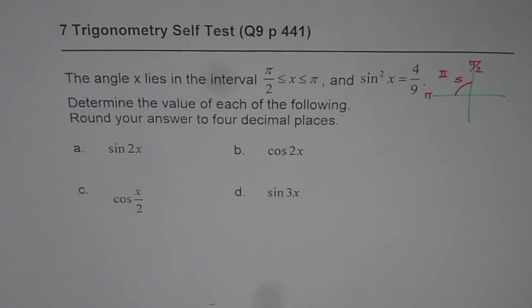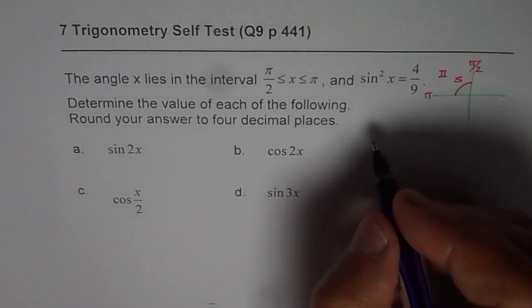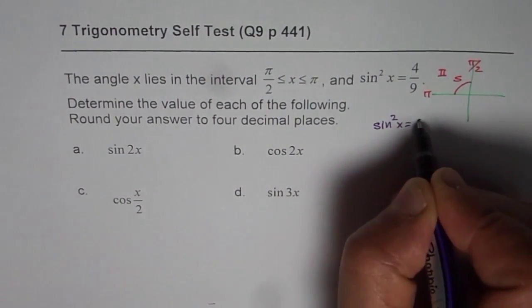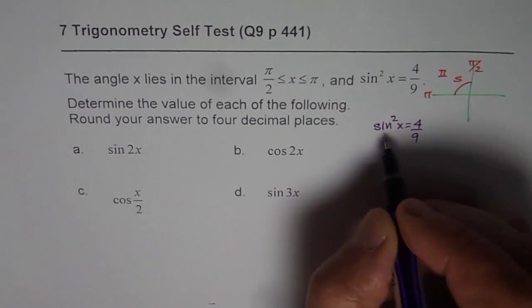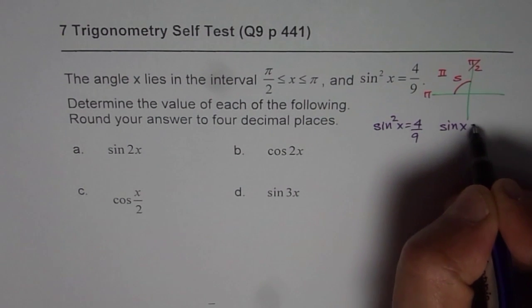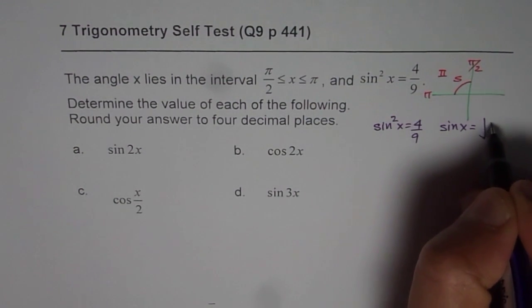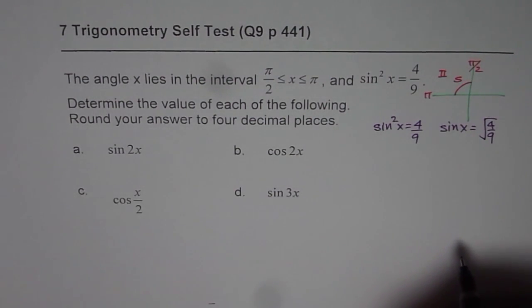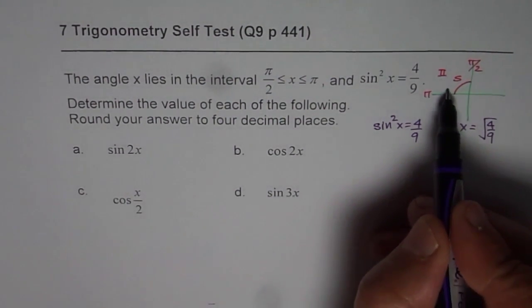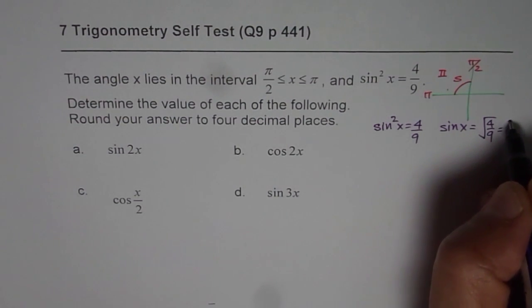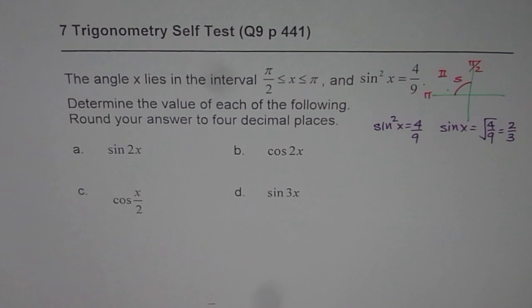Now we have sine square x equals 4 over 9. So we are given sine square x is equal to 4 over 9, so from here we can find sine x. Square root of 4 over 9. Whenever you do square root, you have to write plus and minus. Since you are in quadrant 2, sine value should be positive, and therefore we get positive 2 over 3.